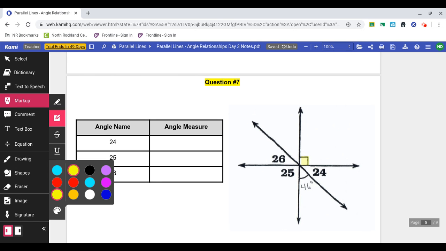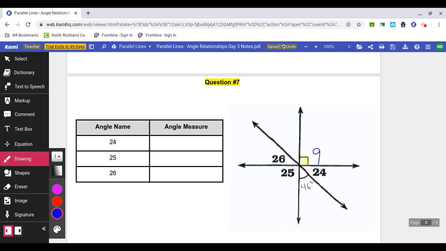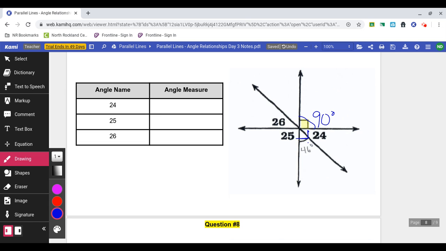this tells me that this angle is equal to 90 degrees. Okay, now this angle together also has to be equal to 90 degrees. But that angle is made up of 2 angles, angle 24 and the one that equals 46 degrees. If I know both of these have to add up to be 90 degrees, I can find out the measure of angle 24 by simply subtracting 90 minus 46 to find that missing angle. And we get 44. So I know angle 24 has to equal 44 degrees.